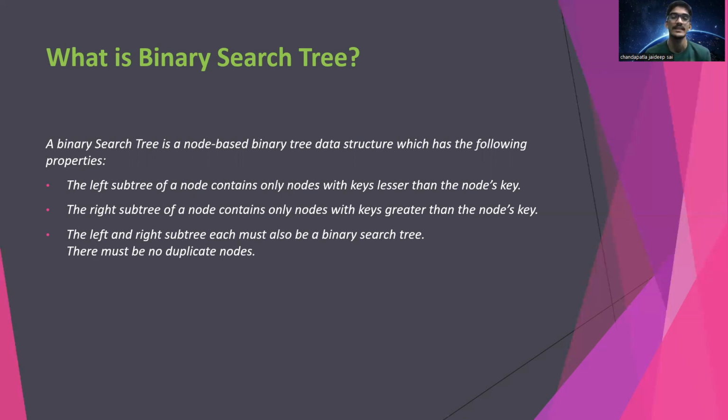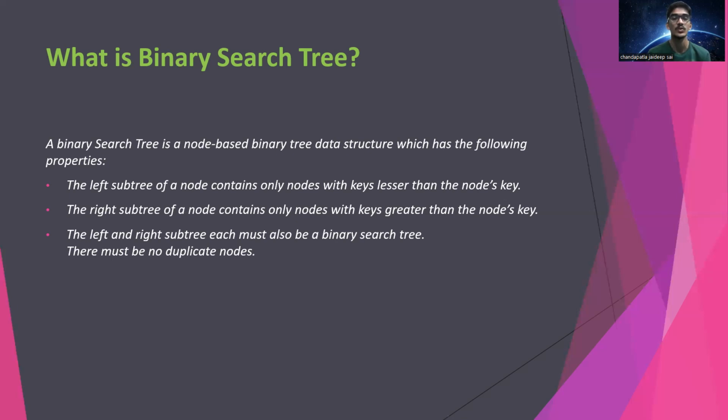So in a binary search tree, there will be a node element, and to that node we have a left subtree and a right subtree. All the elements of the left subtree should be less than the root node, and all the elements of the right subtree should be greater than the root node. Another condition is that the left and right subtrees must each also be a binary search tree.